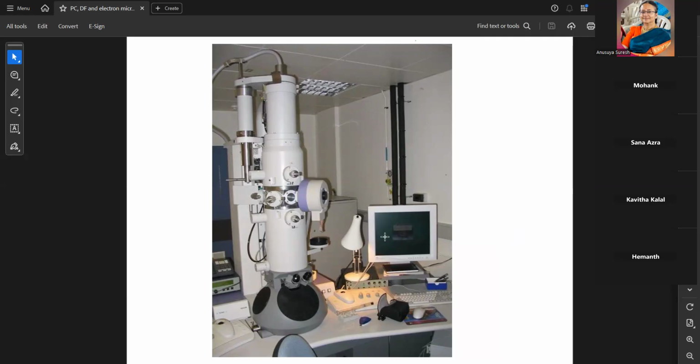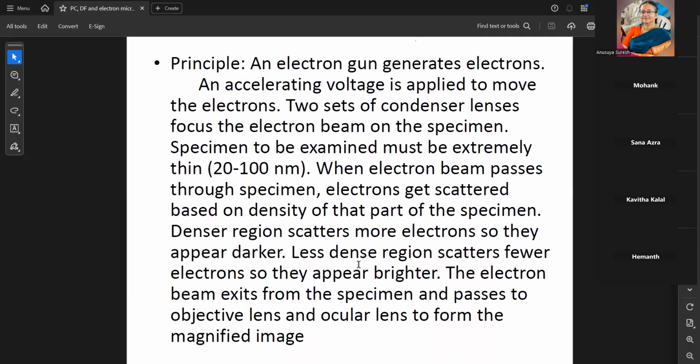So this is a diagram of an electron microscope. So what is the principle of this? There is something called an electron gun. So that electron gun will generate the electrons.